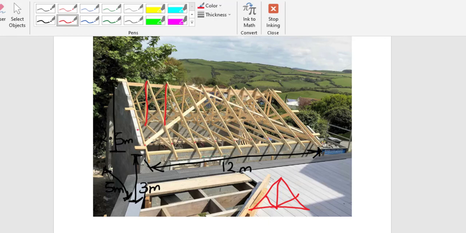Okay, so we have many truss. There's one truss over here, that's one. There's another one here, two. That's another one here, three. There's another one here, four. There's another one here, 5, 6, 7.